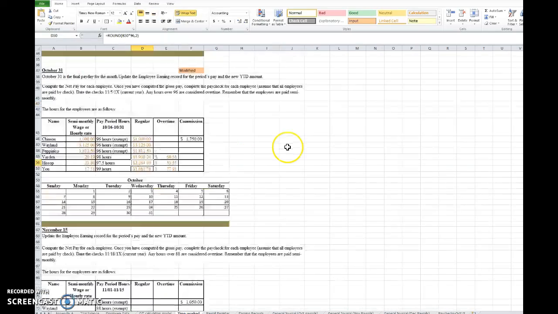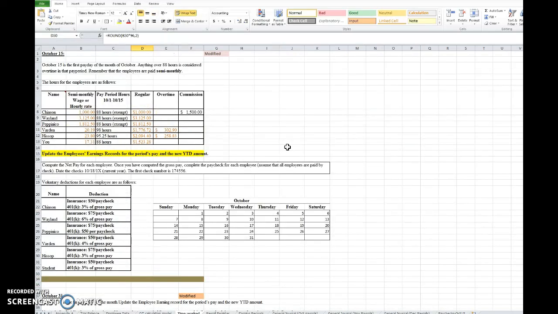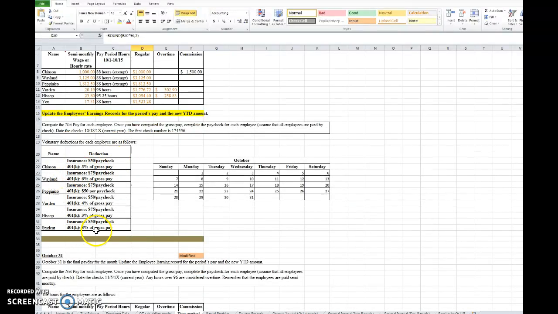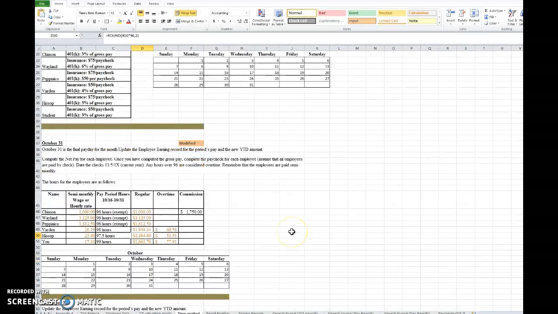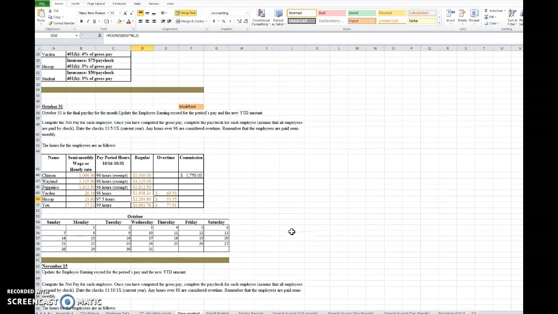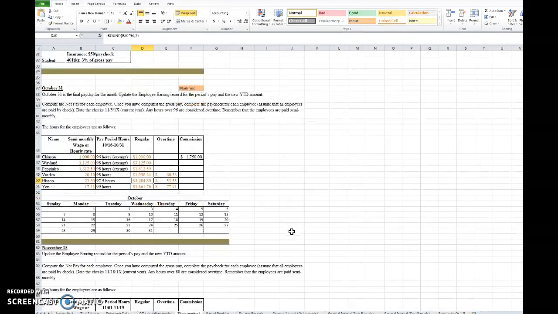The other tab now is the time that is worked. So as you notice on this tab, October 15th is the first payroll period. This is already completed for you, and we'll get to the earnings records in a moment. Also, it tells you the amount that is taken off their check for insurance and 401k. October 31st is also completed for you in regards to their wages.